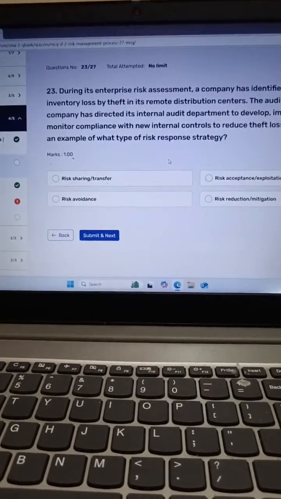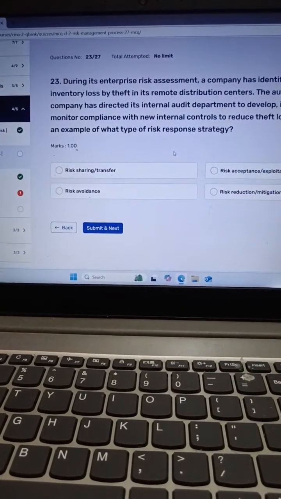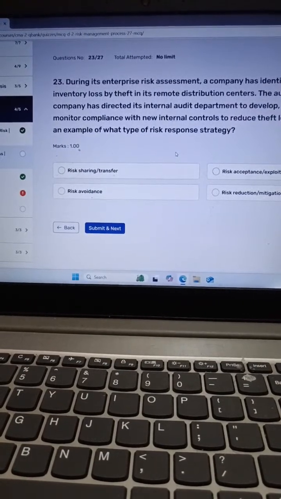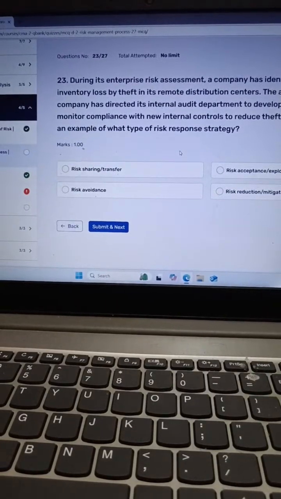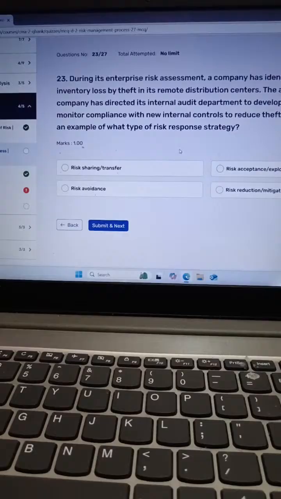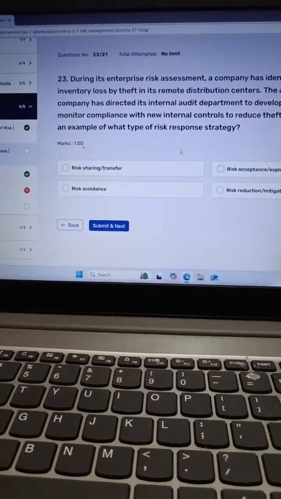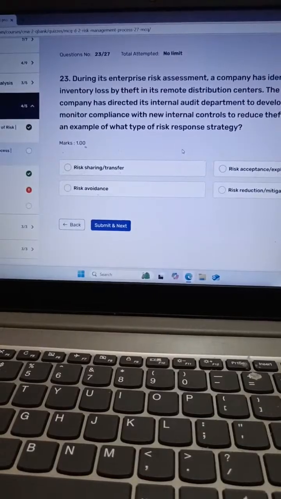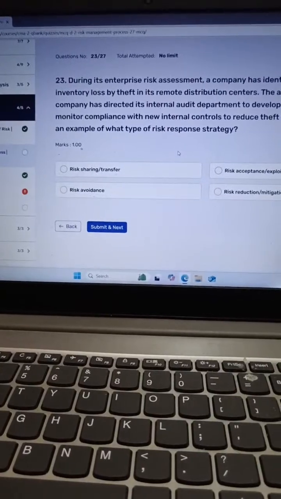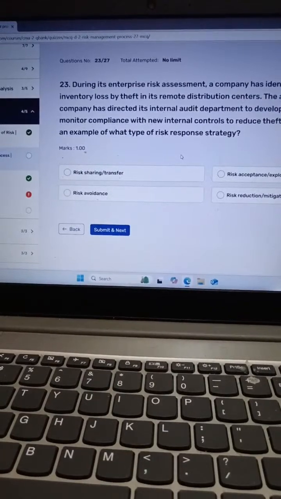The question is saying that during the assessment, the company has identified that there is a risk of losses by theft at the remote distribution center. The audit committee has directed to implement internal control and develop and monitor. It means this is what? Risk sharing, risk transfer? No. This option is wrong.